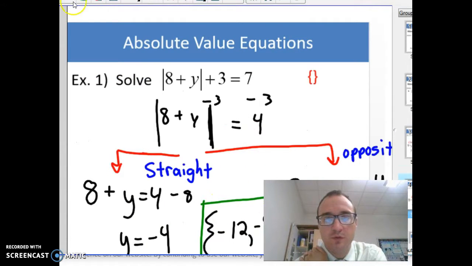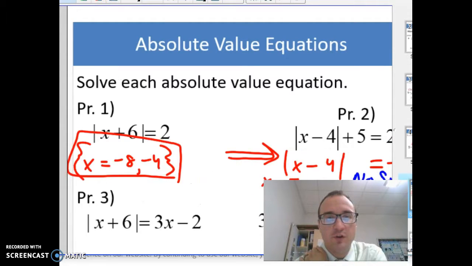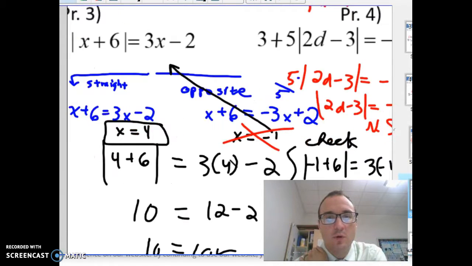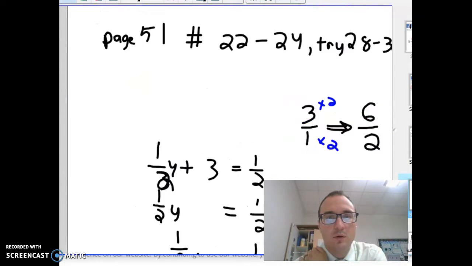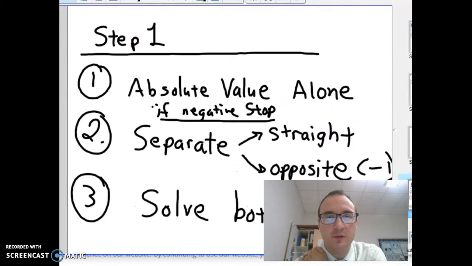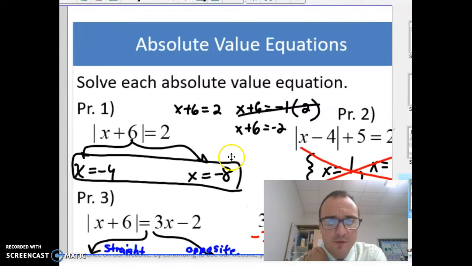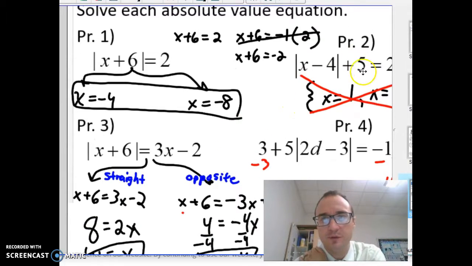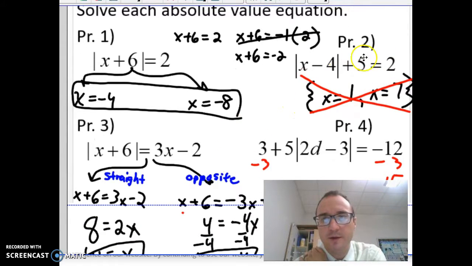Sometimes you get two solutions. Sometimes you're going to have one solution. And sometimes you're going to have no solution. Like for instance, this one right here.